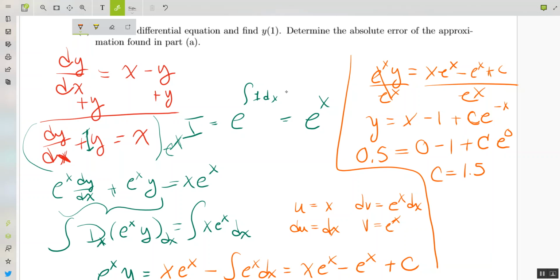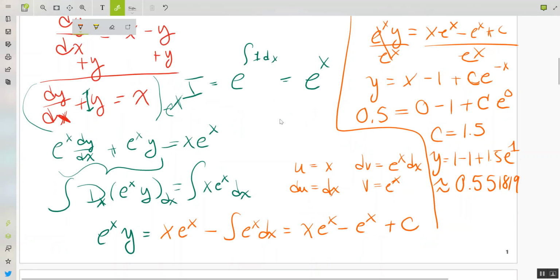Okay, now I'm not done. I need to plug 1 into this. So y is equal to 1 minus 1 plus 1.5 times e to the 1, which when you calculate that, I'm going to have to approximate it. I'm going to shove it in a calculator real quick here. You get 0.5511819, and you're like, oh darn.